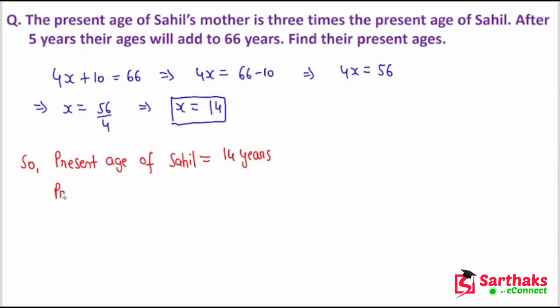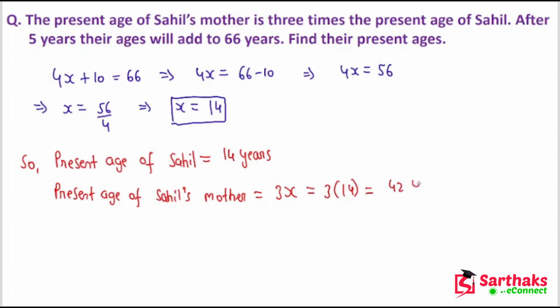Then what is the present age of Sahil's mother? We assumed the present age of Sahil's mother is equal to 3x, that is 3 into 14, which finally gave us 42 years.